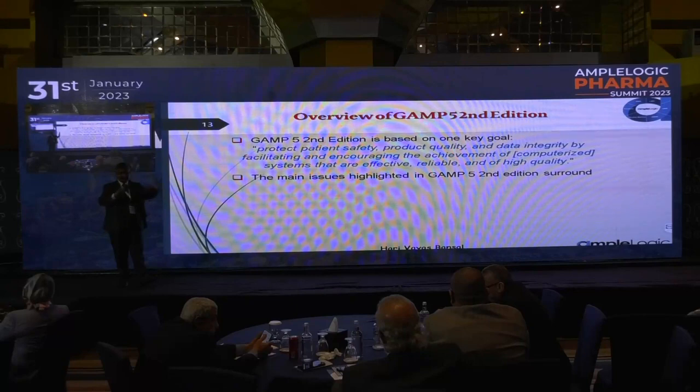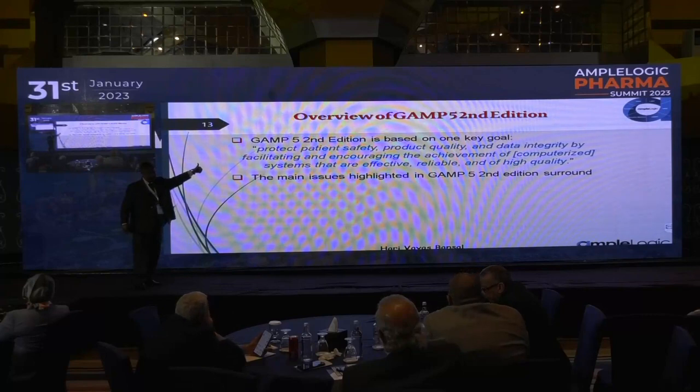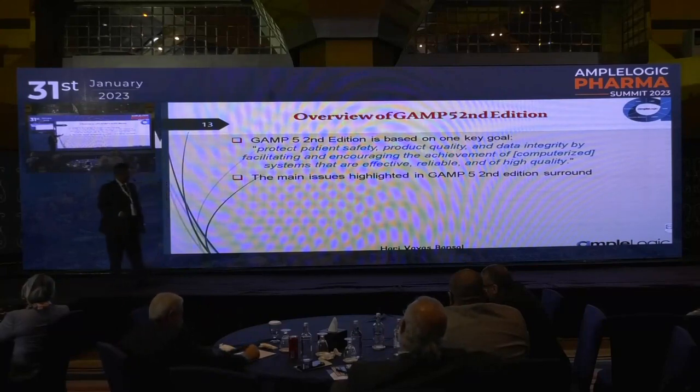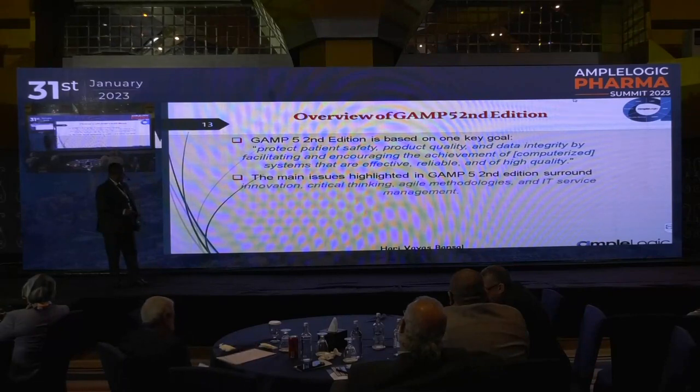So you need to understand, you have to break this statement into three parts. The focus is safety, quality and integrity. Computers for effective, reliable and high quality data management system. The main issues highlighted in GAMP 5 second edition surround innovation, critical thinking, agile methodologies and IT service management.